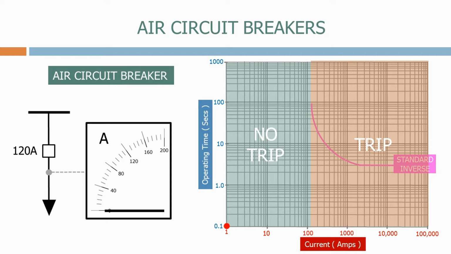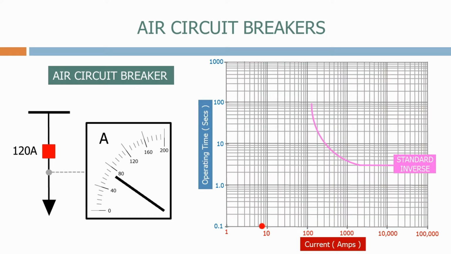Let's now close the circuit breaker. The current now increases. The value of the current will depend on the load. If the current magnitude keeps it within the no-trip zone, the air circuit breaker will not react. If the current increases and goes above this level, we get onto the standard inverse characteristic. The operating time of the device now depends on the magnitude of the current. After the defined time delay, the circuit breaker trips, removing the load from the system.